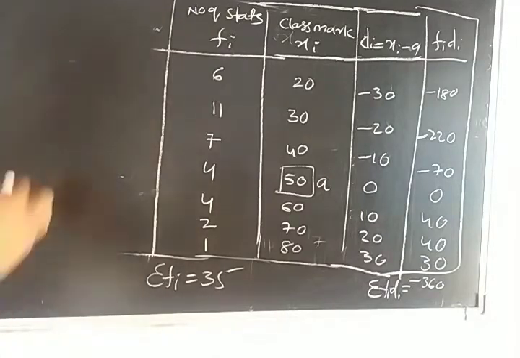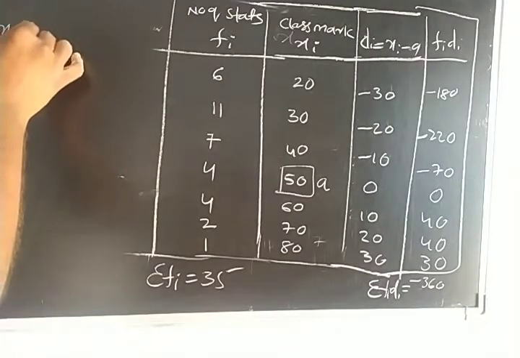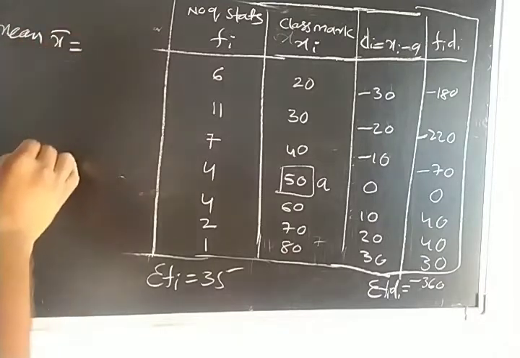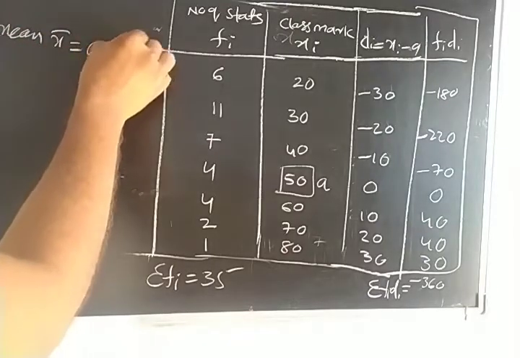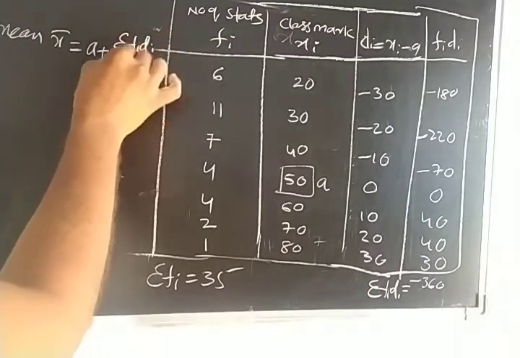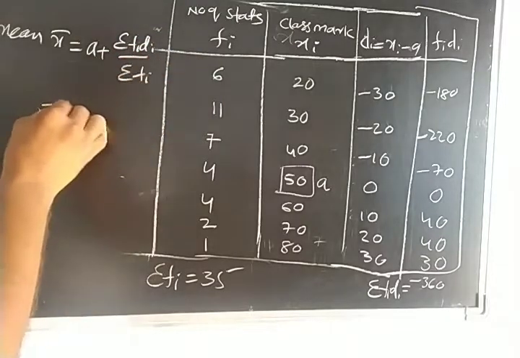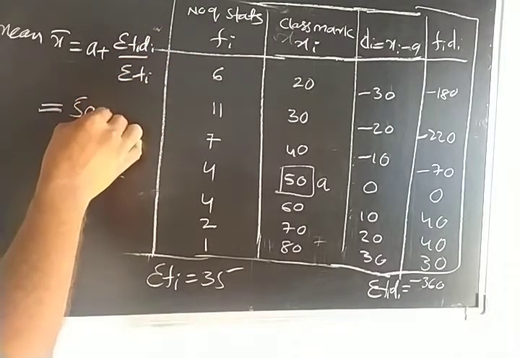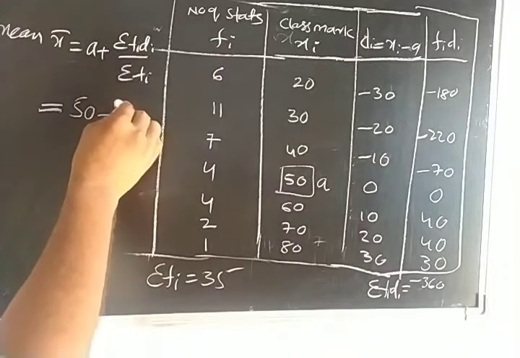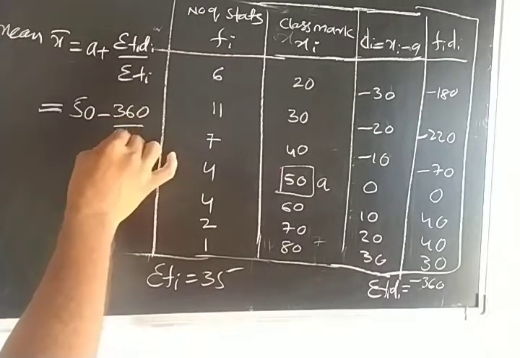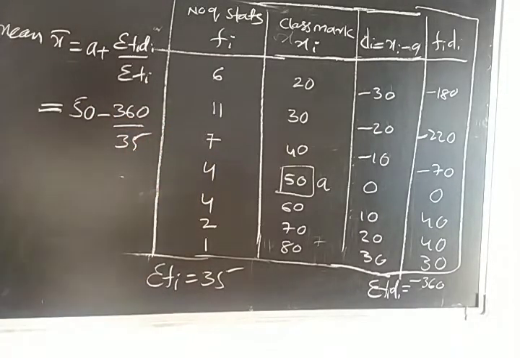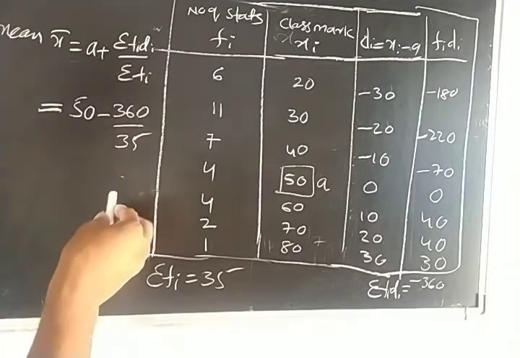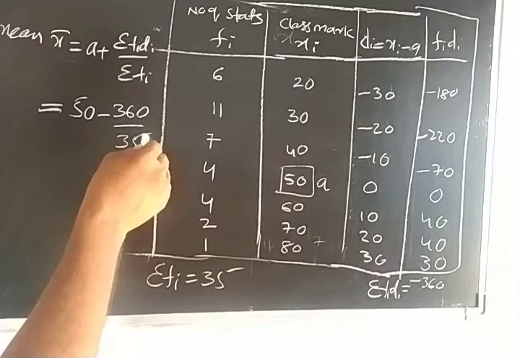Now, what is the mean formula? In the assumed mean method, the mean x bar is equal to a plus summation fi di by summation fi. A is 50. Fi di we got is minus 360, by 35. So 360 by 35, I am cutting it.